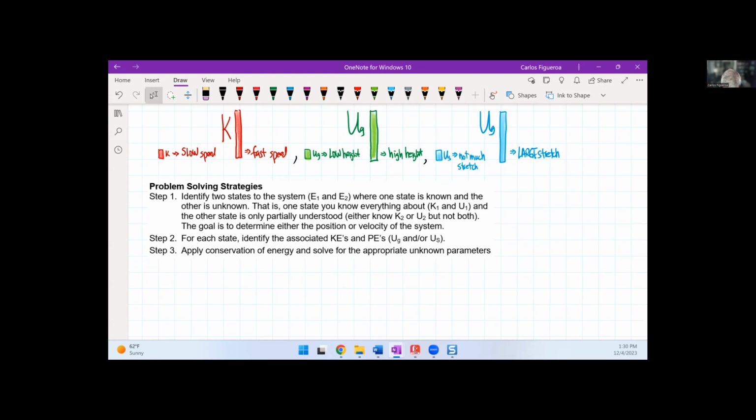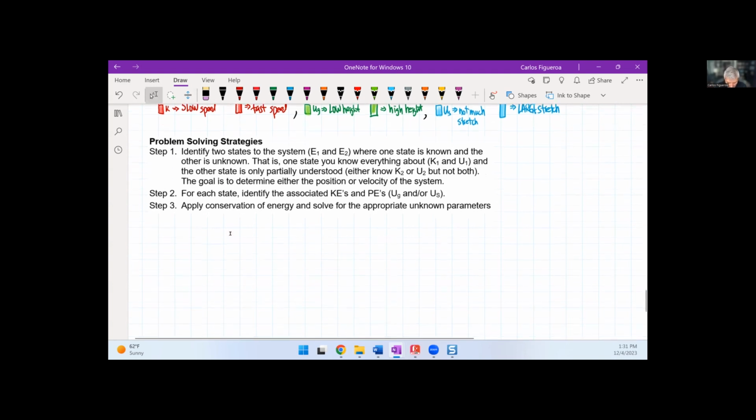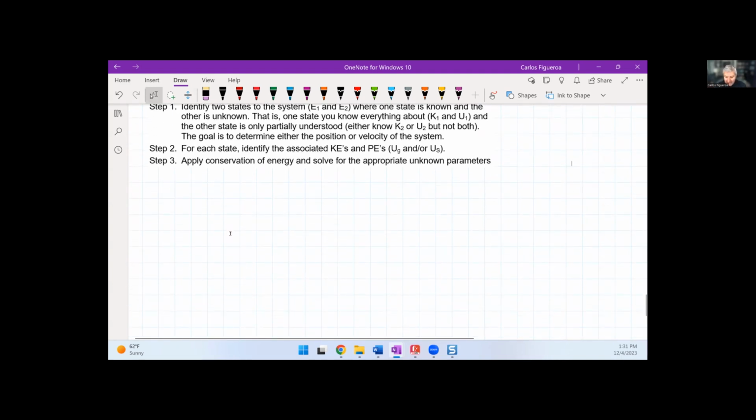And in the other state, you're only missing a little bit of information. Maybe you don't know the speed, the height, or the compression. But the goal is always to determine some position or some speed. Then, for each state, identify the associated kinetic and potential energies of those points, apply conservation of mechanical energy, and solve for the appropriate quantity. So let's go look at some simple examples and apply this.